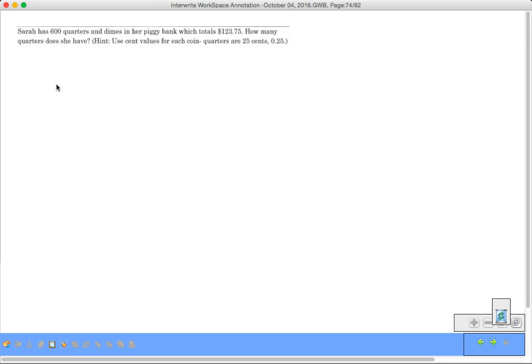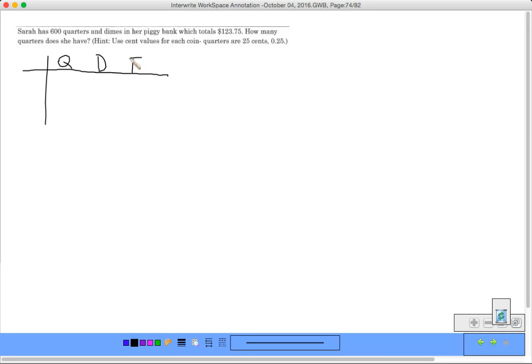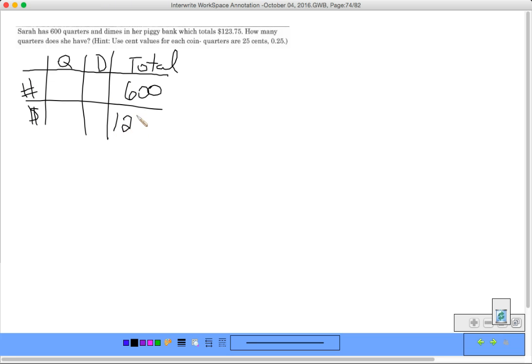So we're going to start by making our table. We know she has quarters and dimes, and we have a total number and amount. So we have 600 and 123.75. We don't know how many quarters we have, so we're going to put Q. We don't know how many dimes we have, so we put D.